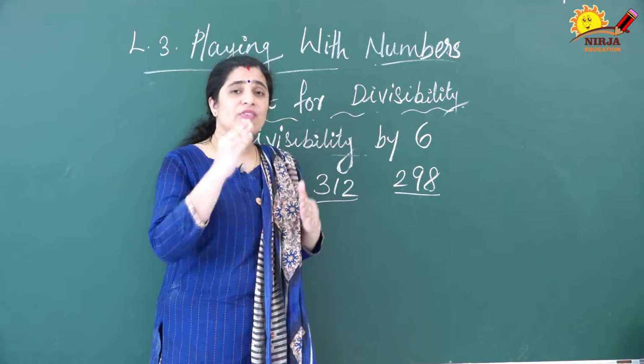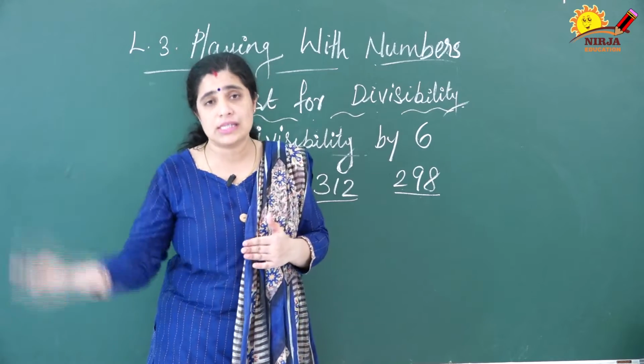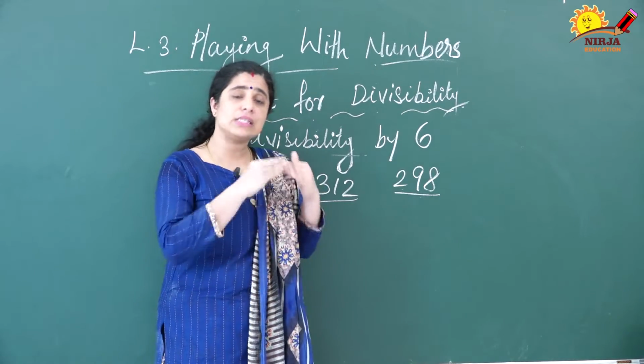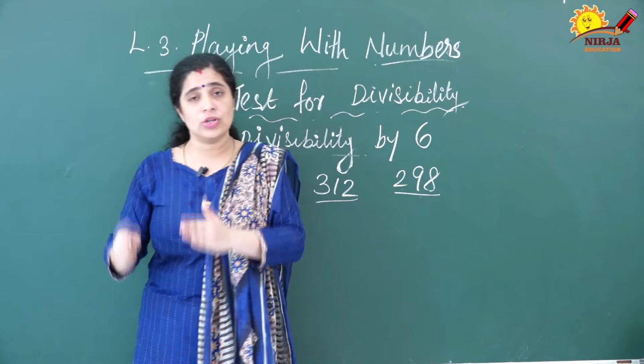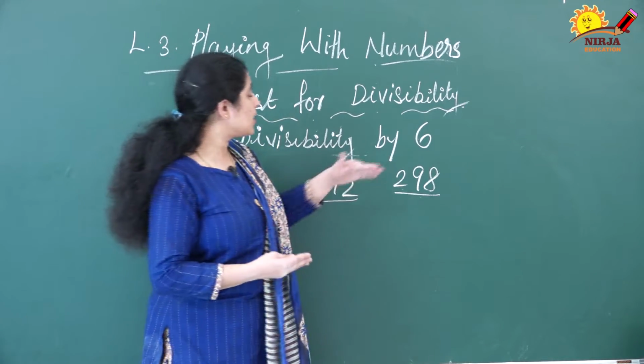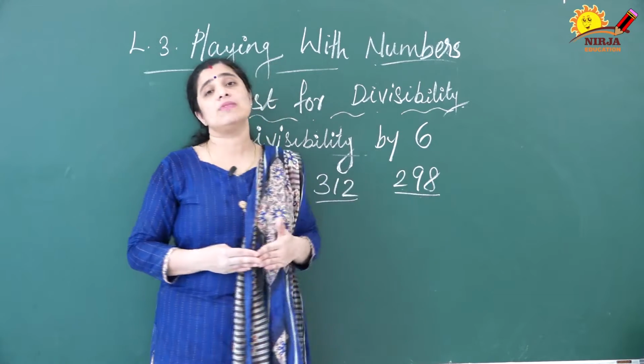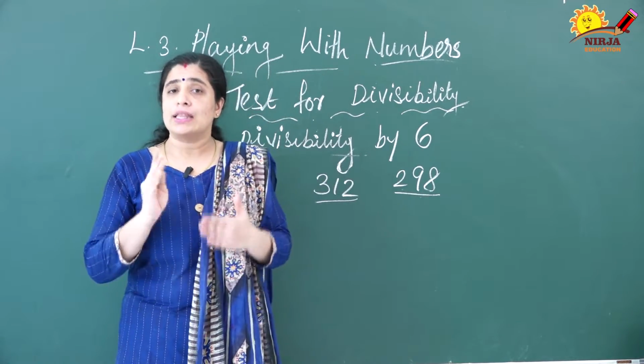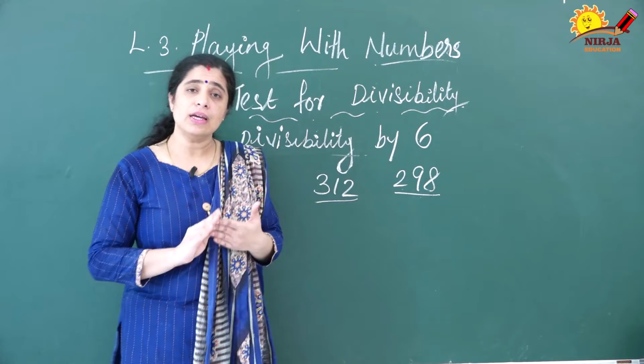So to check whether a number is divisible by 6, you have to check whether it is divisible by 2 and 3. If the number is divisible by both 2 and 3, then you can conclude that that number is divisible by 6. Otherwise it is not divisible by 6.